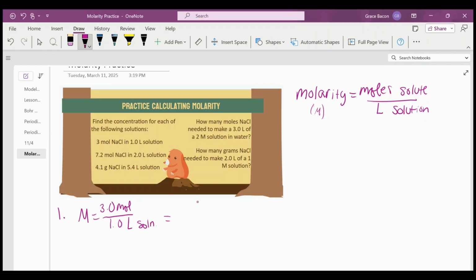So when I do 3 divided by 1, I'm obviously going to get 3, and this has 2 sig figs, so we're going to say, oh wait, actually, this only had 1 sig fig. We didn't have this 0.0. So this is going to be 3 molar. Moles per liter is my molar unit.